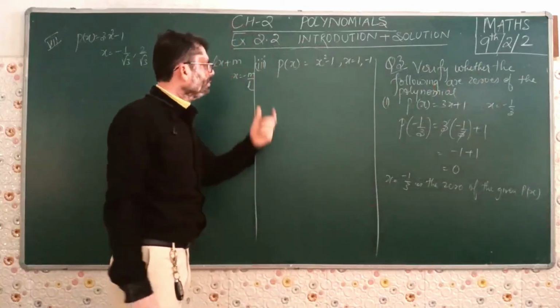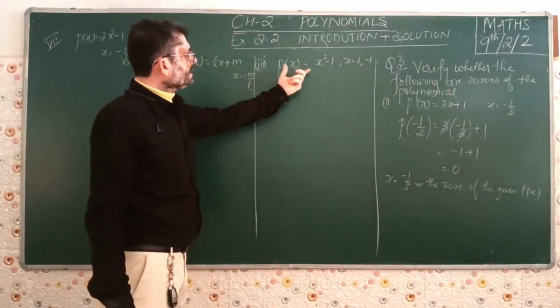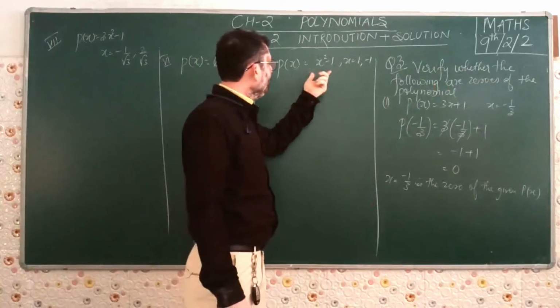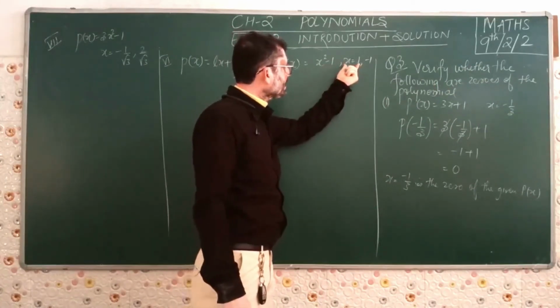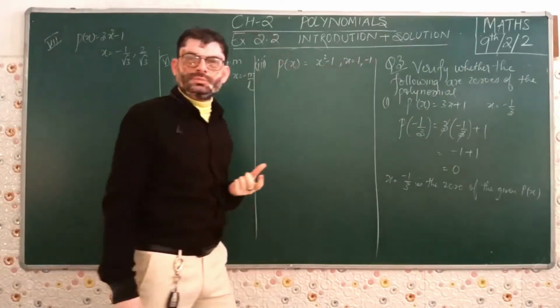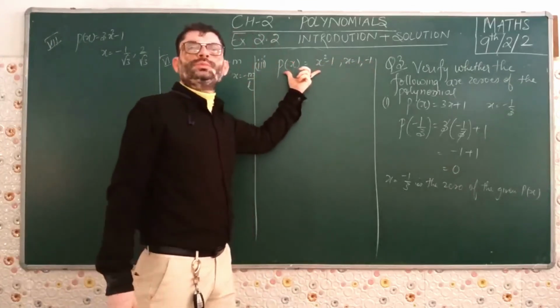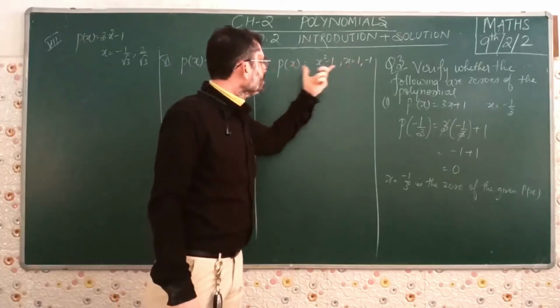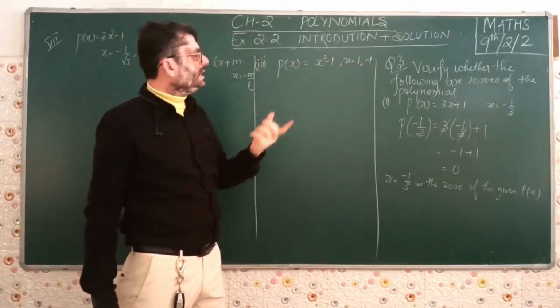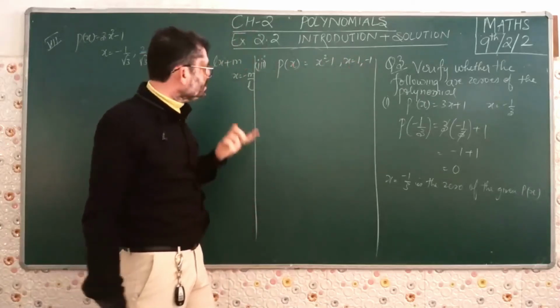Here, moving on to bit 2. p of x is equal to x square minus 1 and we will have to check for two values, x equals 1 and x is equal to minus 1, whether they are the zeros of this given polynomial or not. If on substituting we get p of x to be 0, then we say they are the zeros. So let us move on.